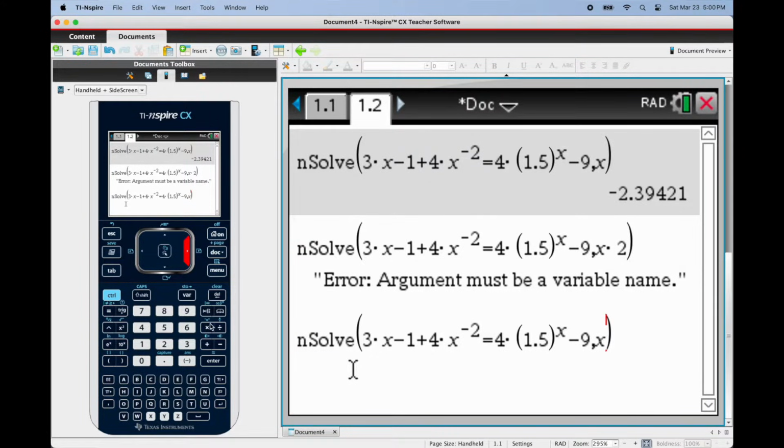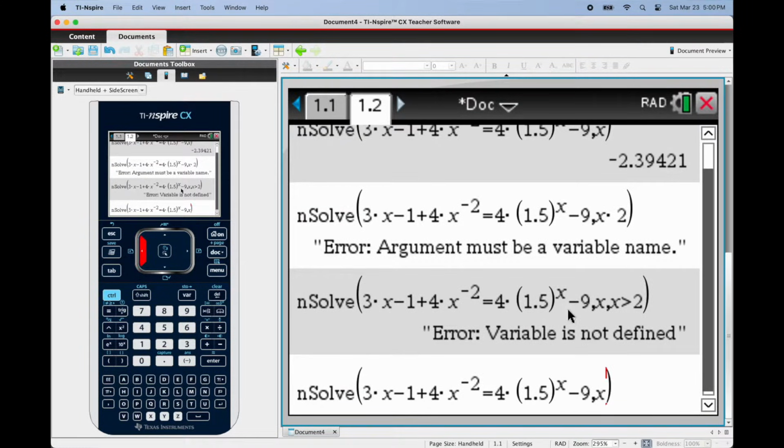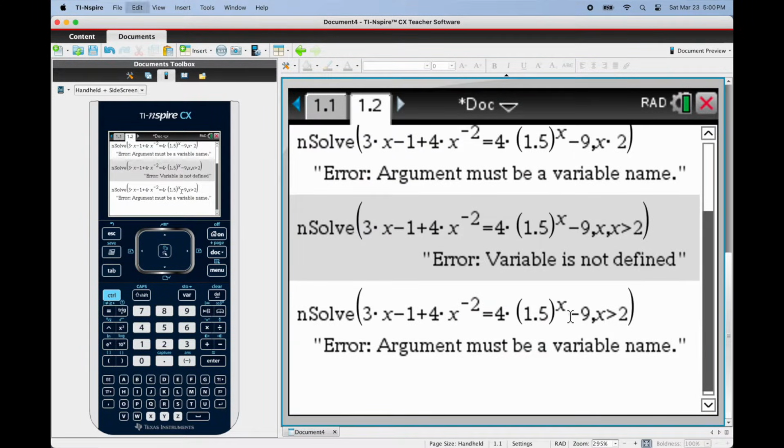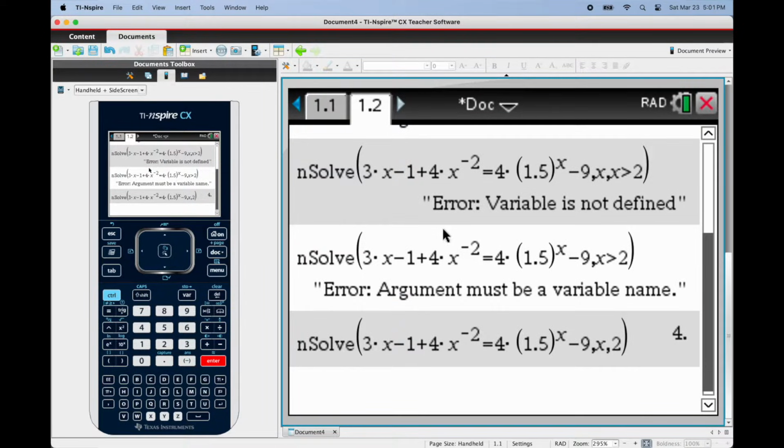I'm looking for this function where it says greater than. Not sure if we can say x is greater than 2. Let's see. No. Did we put comma 2 in here? There it is. Okay, so there we go.